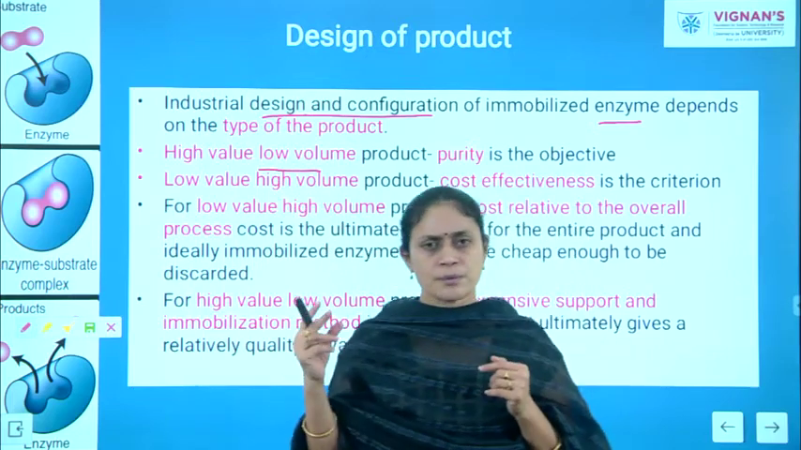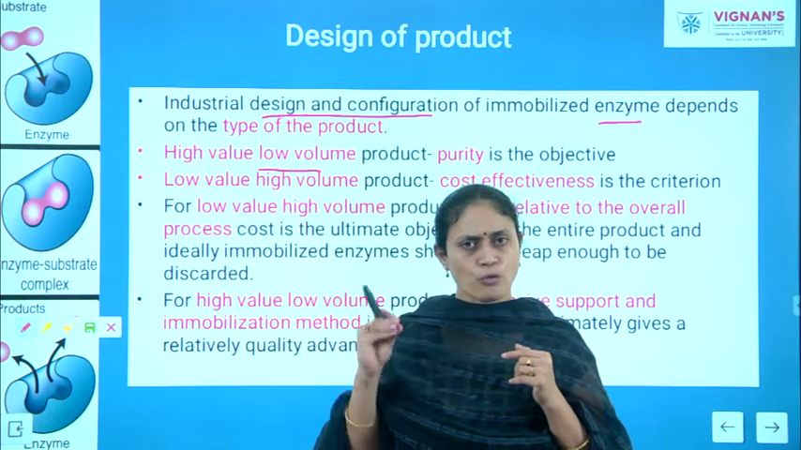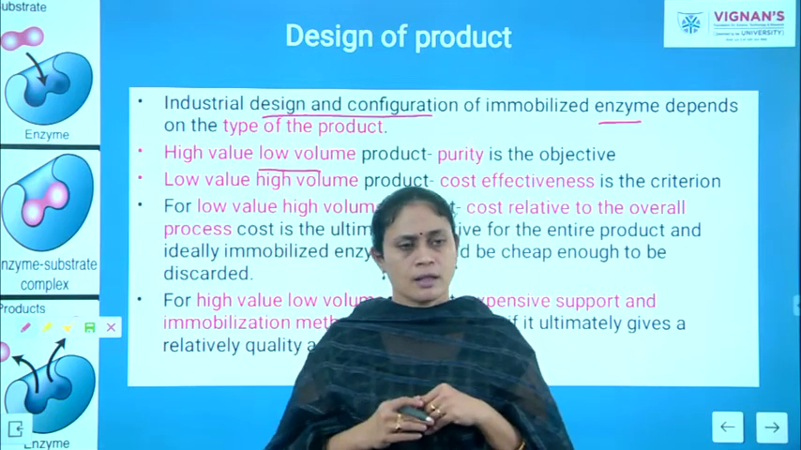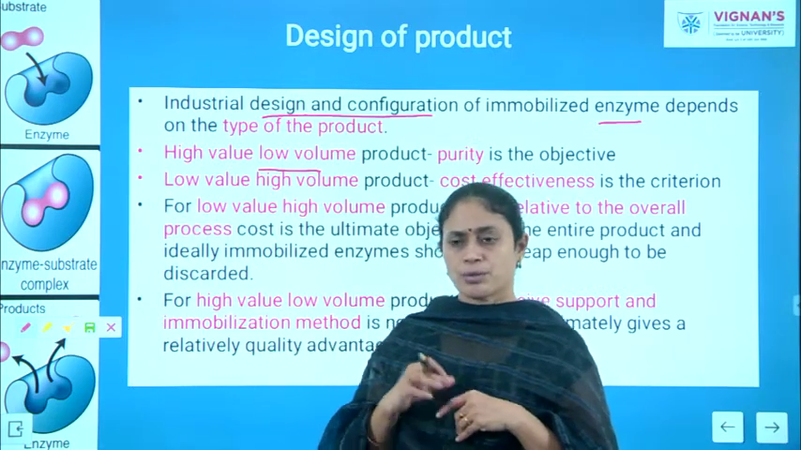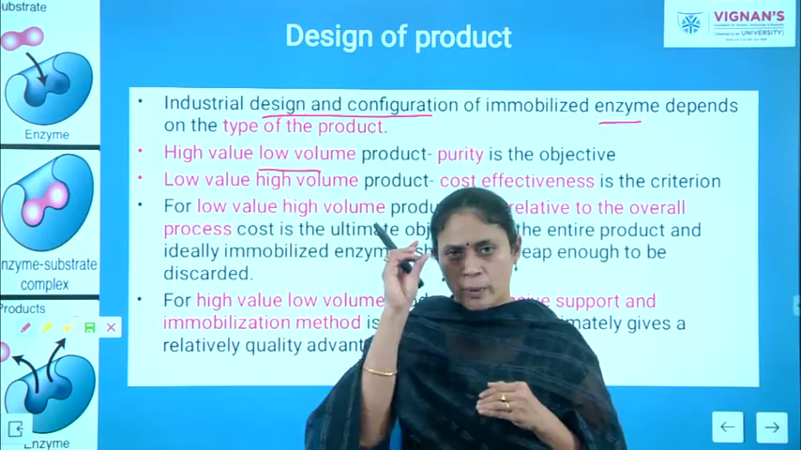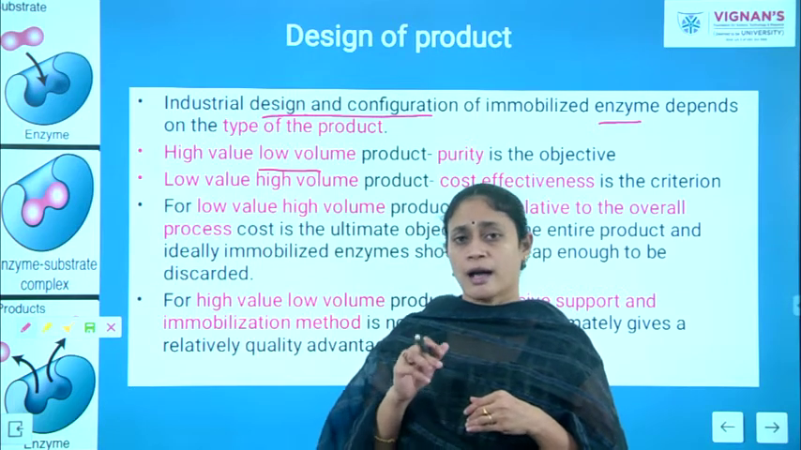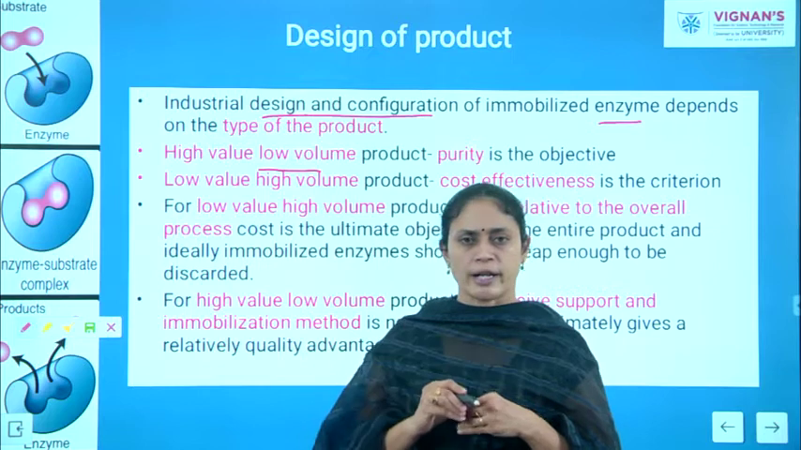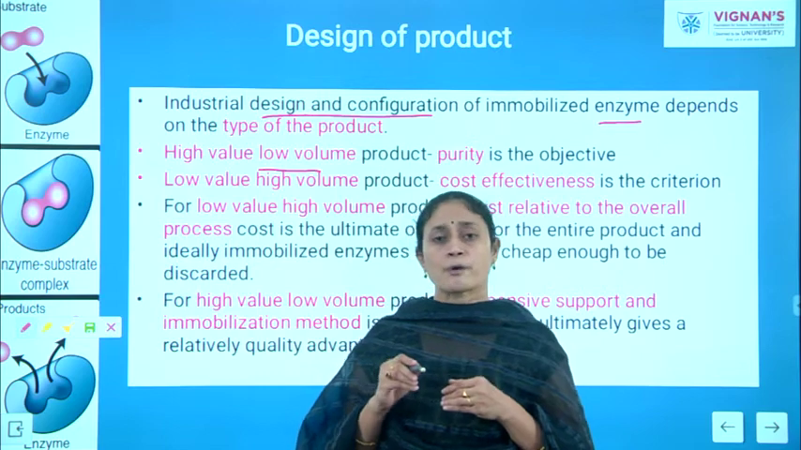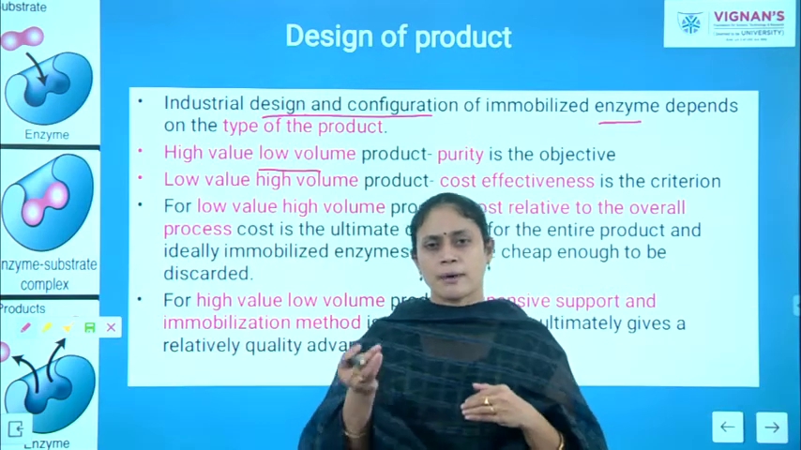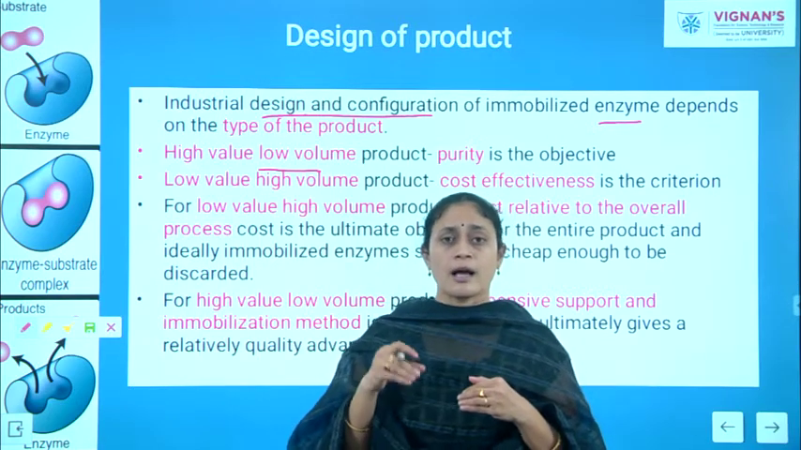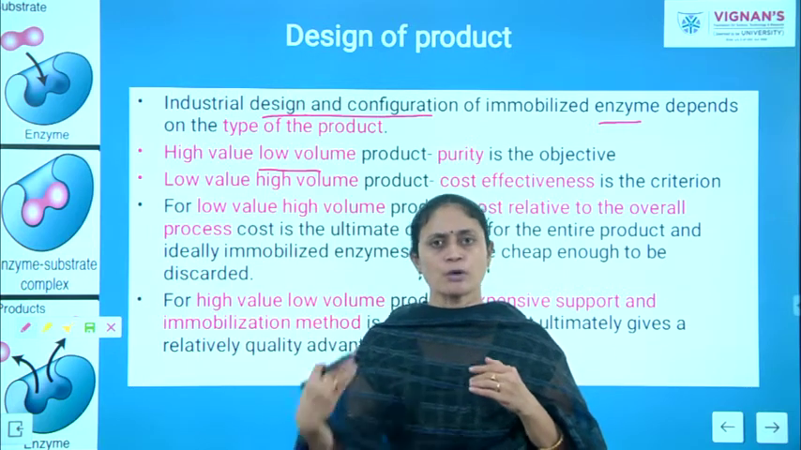I told you that there are two types of products. High value, low volume products. Low value, high volume products. Certain reactions give rise to products which have the highest value, but you are going to get them in very low concentration. That's your high value, low volume product. Under certain conditions, you are going to get your product in high concentration, but it will have very little value in the market. That is nothing but your high volume, low value products.